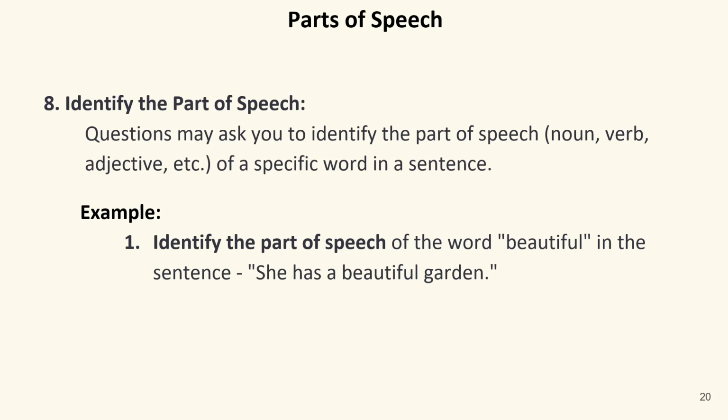Now, again, a question. It is a sentence given to you and you are asked to identify the parts of speech. For example, you have to identify the part of speech of the word beautiful in the sentence, that is, she has a beautiful garden. Now, this word beautiful is indicating the quality of this garden. This garden is a noun, and beautiful is telling us the quality of this garden. So, this is an adjective. So, beautiful is an adjective which is telling us the quality of this noun.